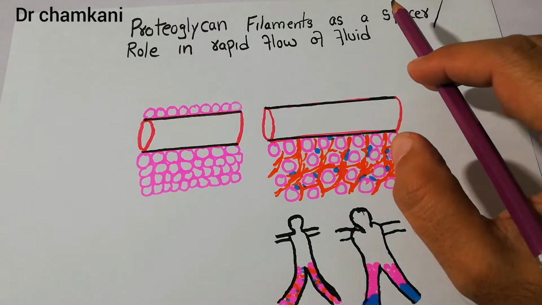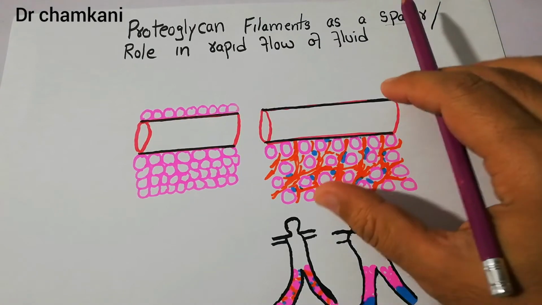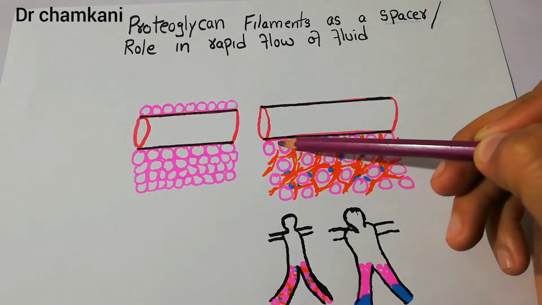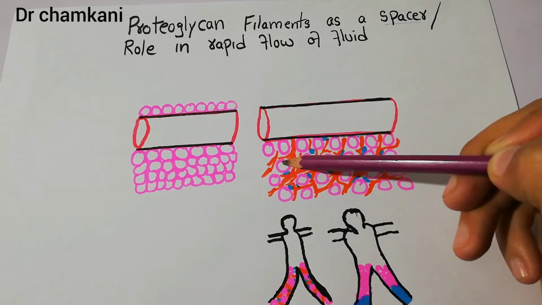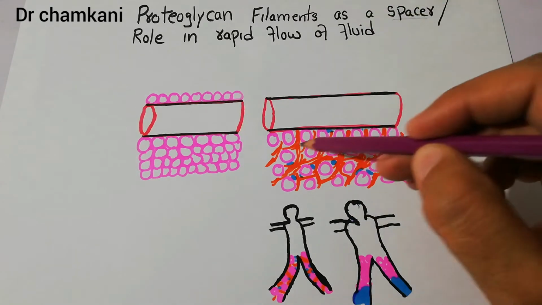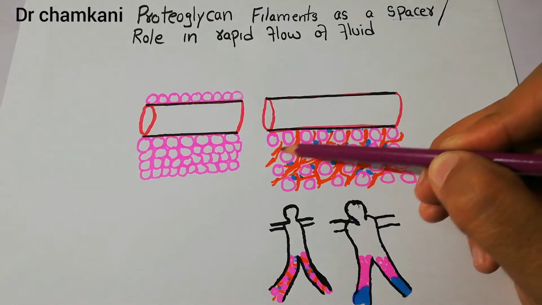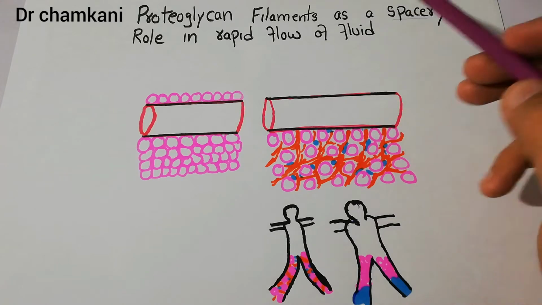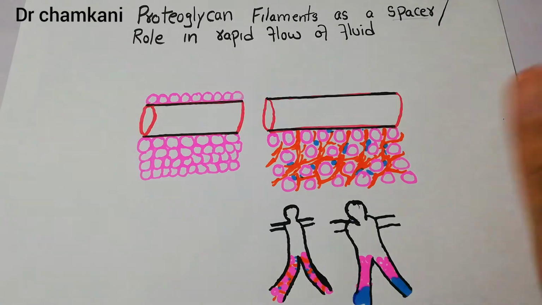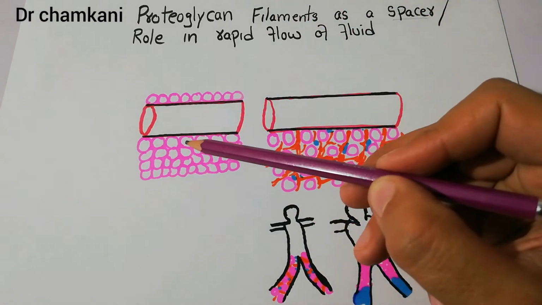One of the advantages of the proteoglycan filaments is that they act as a spacer. Suppose, for example, here is the normal interstitium. These are the cells, and these orange color fibers are the proteoglycan filaments in the interstitium. This is basically normal interstitium, and these proteoglycan filaments act as a spacer, or they provide some space between these different cells. If these proteoglycan filaments were not there, then the cells would be like this. There would be no proteoglycan filaments and there would be no space.